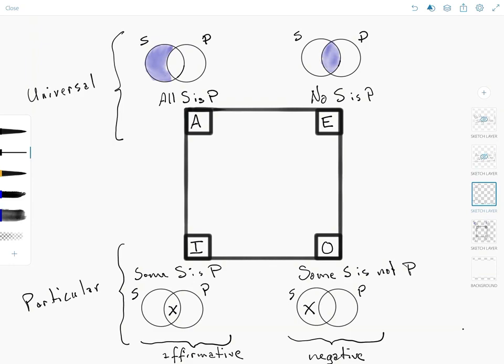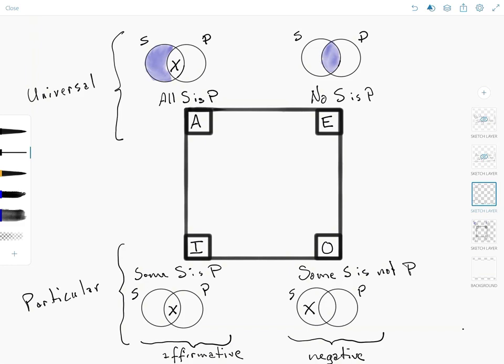Well, we use the convention that we used with particulars, meaning we can put an X to indicate the existence of the categories involved in the universal affirmatives and negatives. So for instance, for universal affirmative, what we're going to do is put the X right here in the region of S overlapping P, and what this X does is it indicates both that there's at least one S and also that there's at least one P.